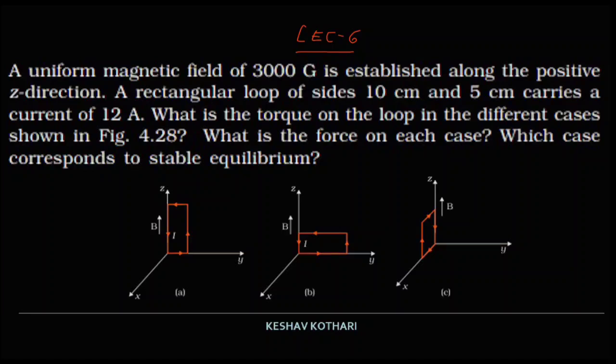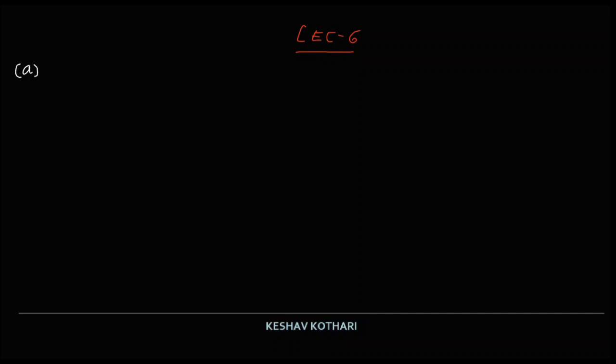So let us begin with the first one. I am redrawing the diagram back again. So if I redraw this arrangement, it looks like this. This is the y-axis, this one is the x-axis, and this one is the z-axis, and the coil is in this direction, carrying current like this. The direction of magnetic field is in the upward direction, the vector.